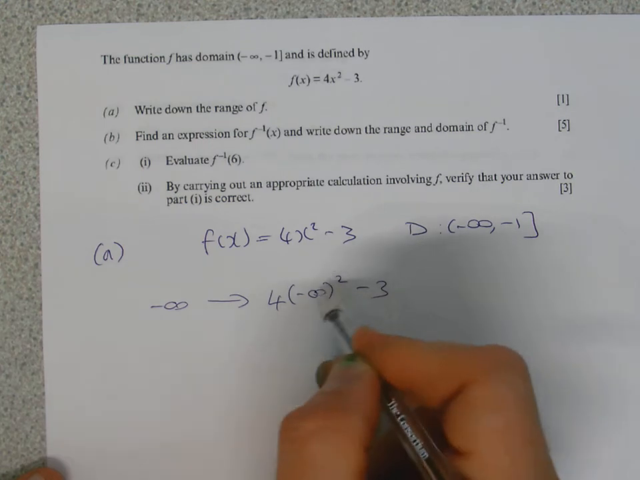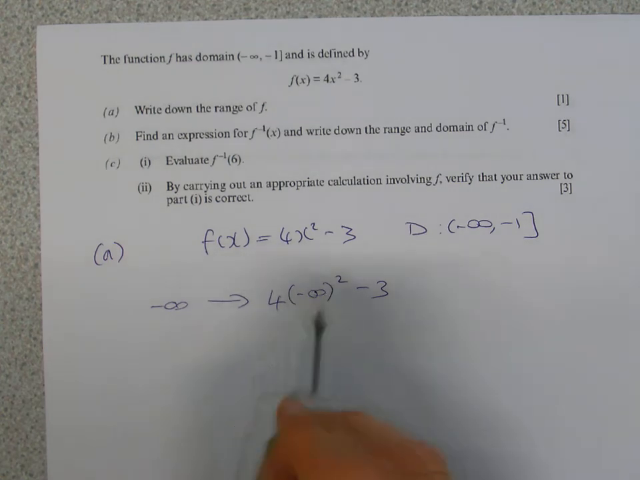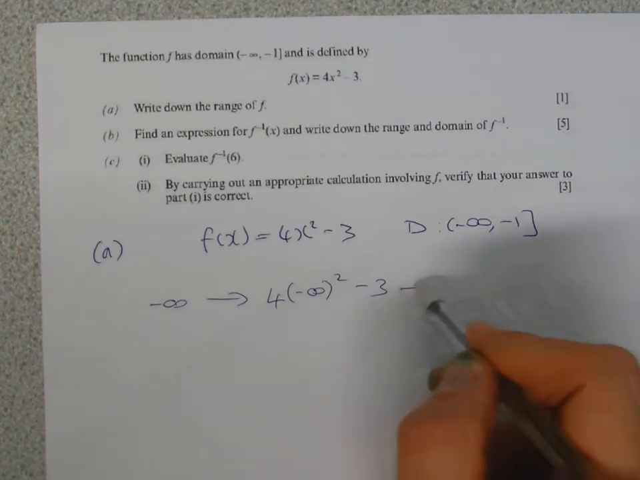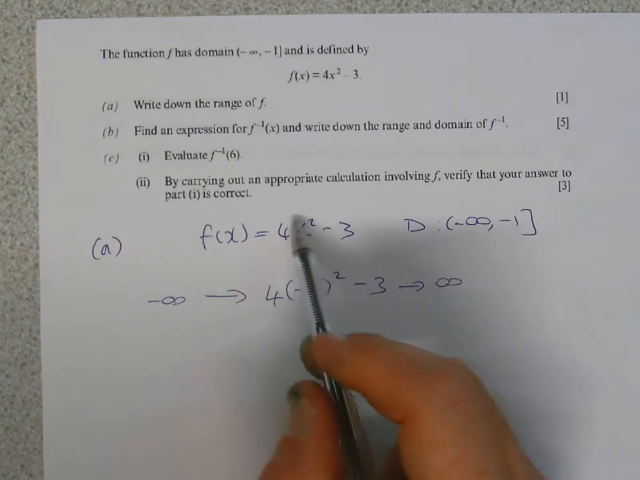And when you square, of course, a negative, it becomes positive, doesn't it? Because, you know, negative times a negative is positive. So this will become positive infinity, okay? Become an even bigger infinity, like a positive one. Times it by 4, even bigger, and then taking away 3 isn't going to make much difference. So this is going to infinity, isn't it? Okay, plus infinity. And if you think about our graph of a quadratic, it does, doesn't it?